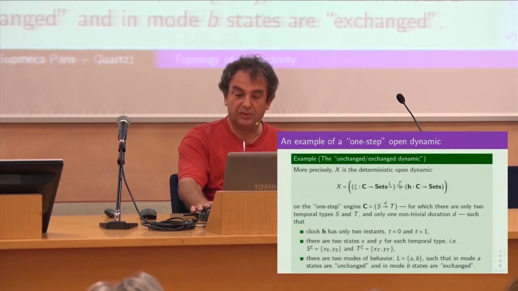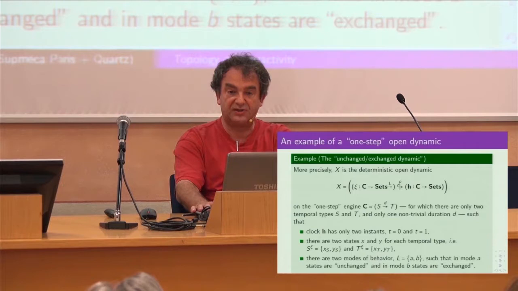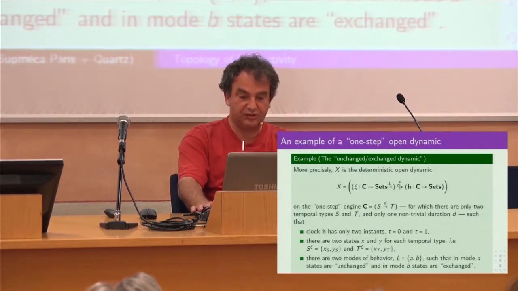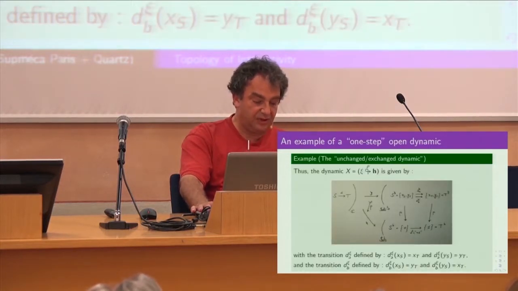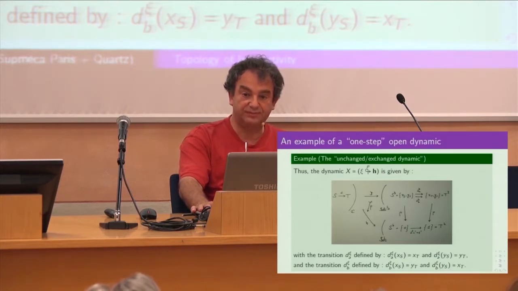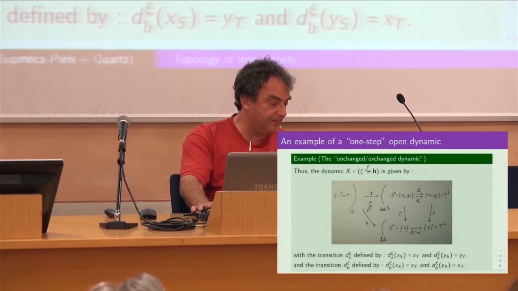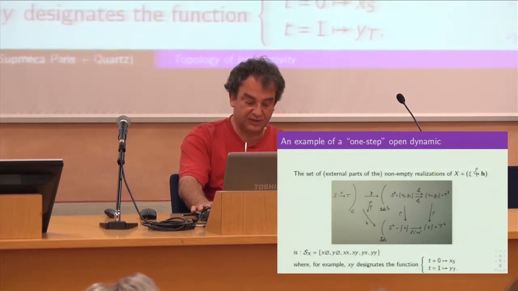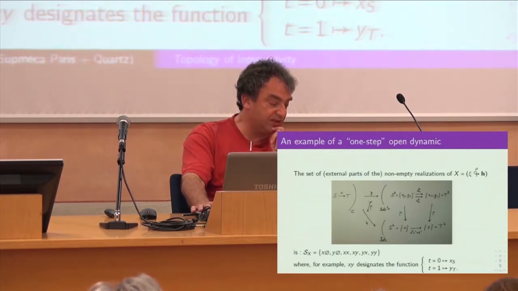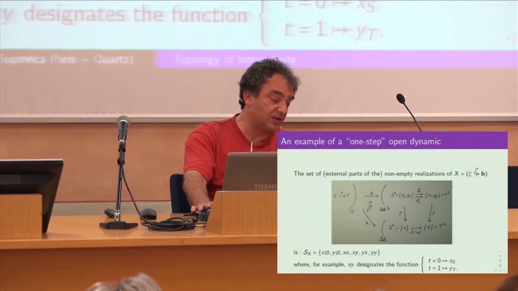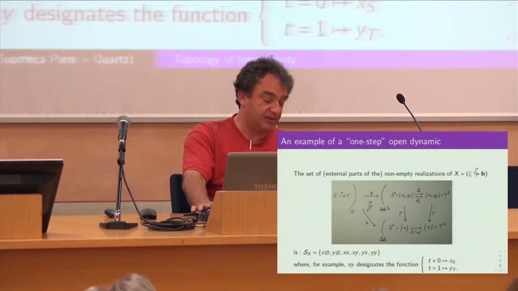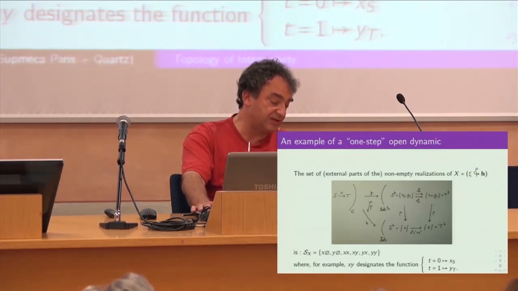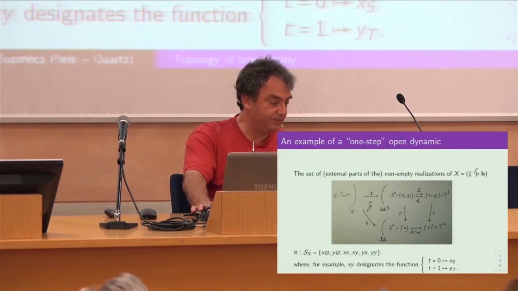And there is no interaction at this stage. Okay, it's just one open dynamic. And here we recap the definition of this open dynamic. So before interactions, we have to specify what is the set of external parts of non-empty realizations of this dynamic. It contains two realizations that are defined only at instant zero, and four realizations that are defined all the time, that is to say at instant zero and at instant one.